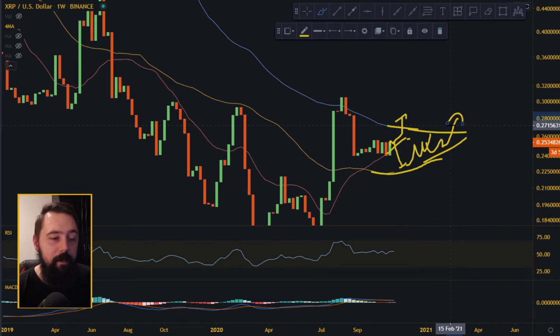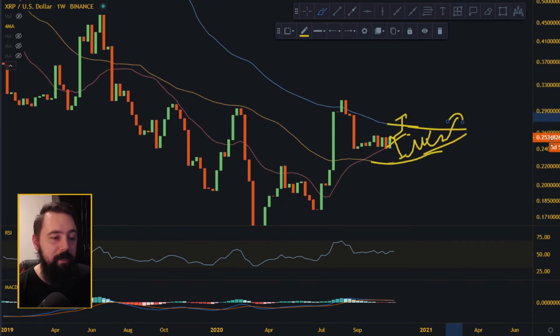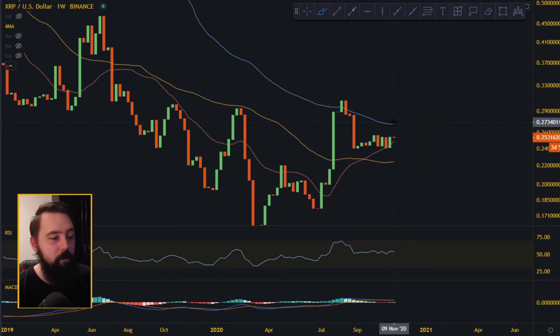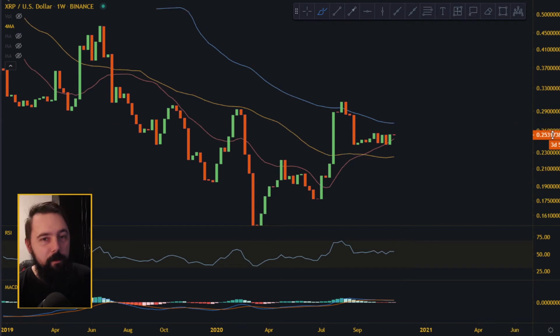you can say the bullish sentiment has definitely changed, and it's for the better. But we have to get above the 100 moving average, and until you get above the 100 moving average, it's sideways movement. I'm sorry, it's sideways movement, it's not bullish.